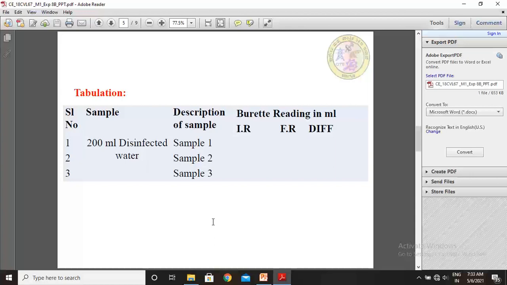Next, tabulations. So a tabular column is prepared like this. Serial number. Next column, sample. Next, description of sample. Burette reading in mLs. So here initial reading, final reading and difference. So here 3 trials we are doing. In each trial we are taking 200 ml disinfected water sample.